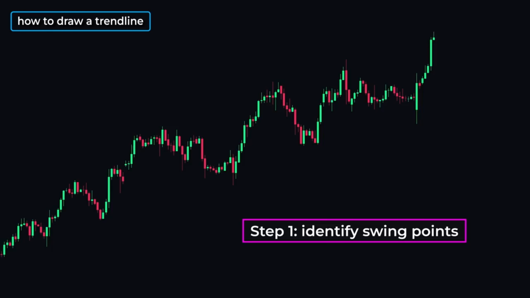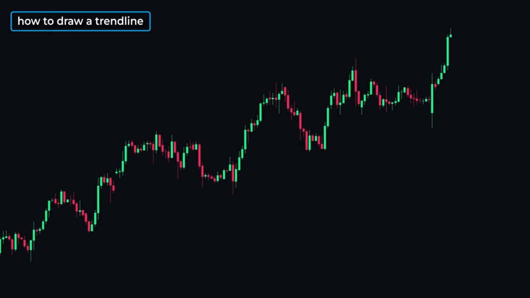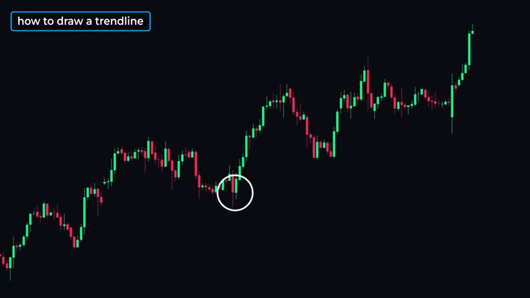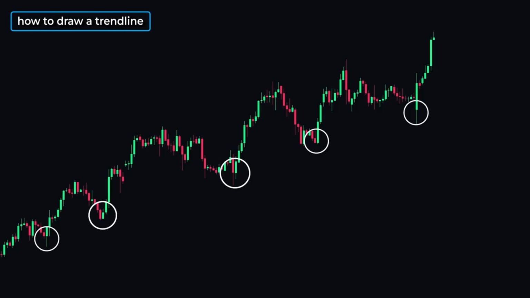A swing point is when price moves into an area and then moves away from it. For example, here, we can see that price went down and then reverses back up. Now this lowest point before the price moves away is called a swing low. Our job is to find as many of these swing points as possible on the chart. And in this case, we can see multiple swing lows right here.